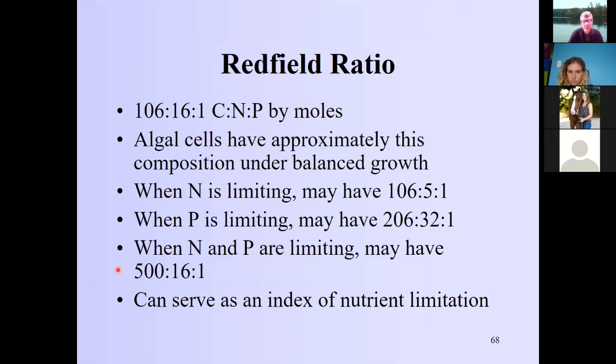So we already talked about this typical composition of algal cells being 106 to 16 to 1 if you grow them with plenty of all nutrients and some light. And this is called the Redfield ratio. It's named after a fellow named Redfield, who was the first who noticed it for the ocean.